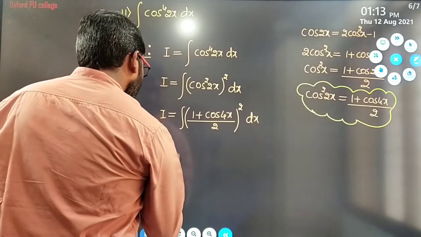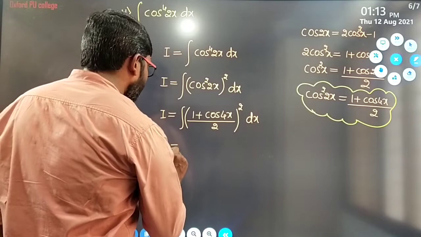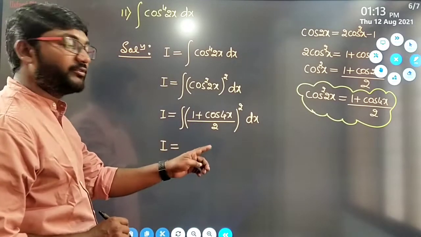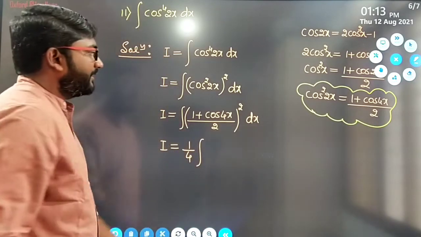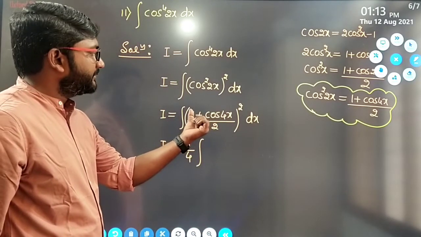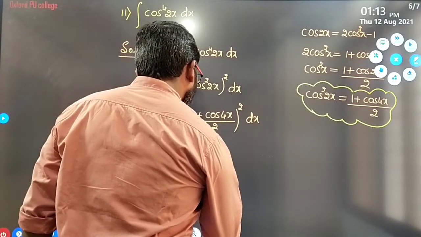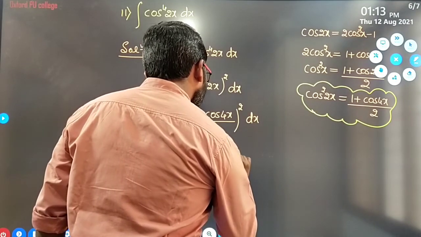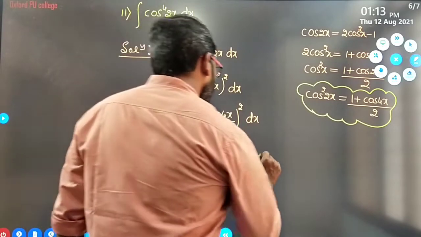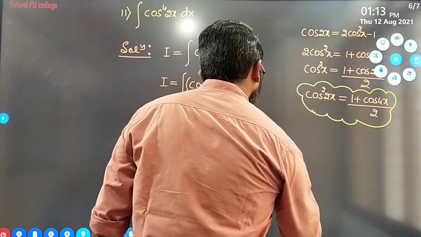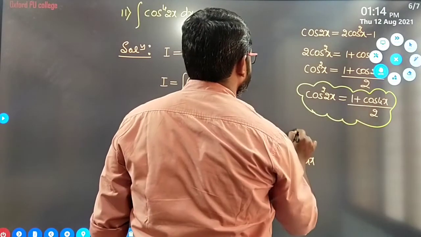I, which is equal to, if the square applies to the denominator, we get 1 by 4. That 1 by 4 I will be writing outside the integral. Then integral. Now the square applies to the numerator. It is in the form of a plus b the whole square. Let us expand. A square, that is 1, plus b square, cos square 4x, plus 2ab, 2 times cos 4x, dx. We have to simplify this further.